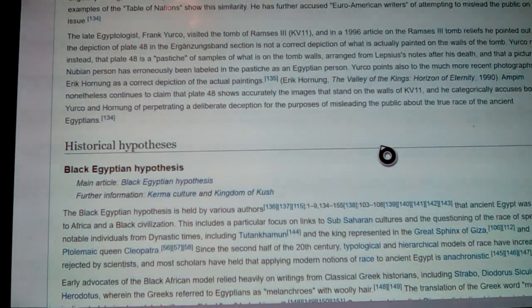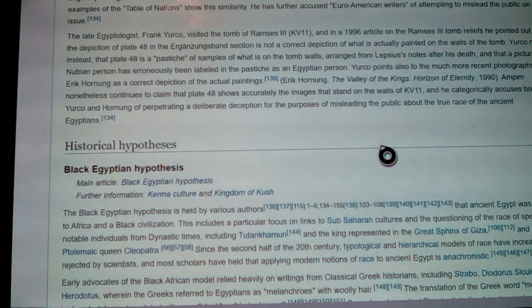The late Egyptologist Frank Yurco visited the tombs of Ramses III in KV11, and in a 1996 article on the Ramses III tomb, he pointed out that the depiction of Plate 48 in the Ergänzungsband selection is not a correct depiction of what is actually painted on the walls of the tomb even. Yurco notes instead that Plate 48 is a pastiche of samples of what is on the tomb walls. So it was just selected here, here, here, here, and blacks tried to use that and write Egyptian and Negro up under it. And black people went for it quite easily and disgustingly.